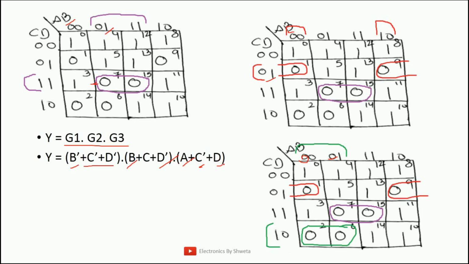So this is how we can simplify any of the K-map problem either in SOP or POS form as per the given problem. Thank you so much.